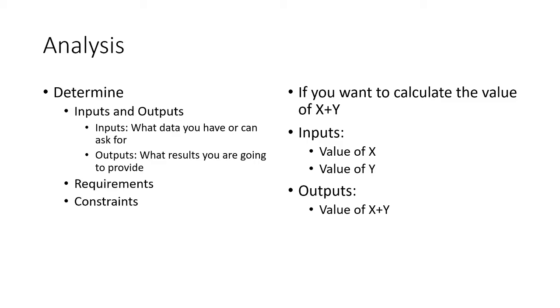So typically constraints end up being things like time, money, operating environment. Things like, okay, well, if I'm going to write something for Windows, I'm going to write it so that it runs in Windows 10, but I don't really care about Windows 7. So that's sort of the constraint, and the requirement would be runs on Windows 10. So when we do things like this, let's say we want to calculate the value of X and Y. Our inputs are going to be X and Y, and our outputs are going to be X plus Y. Okay, so how do we design an algorithm from here?